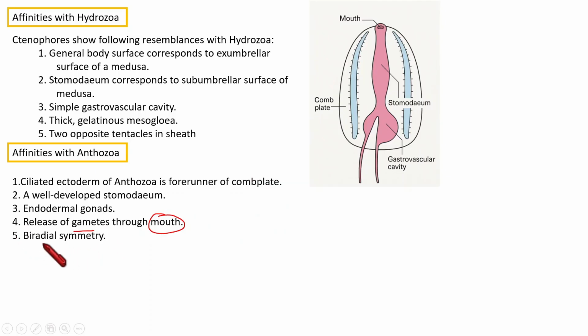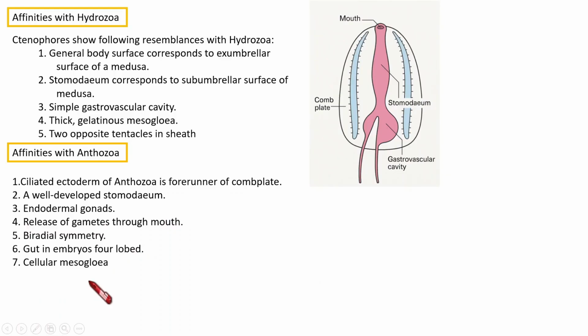Symmetry is biradial. Biradial means it is possible to get two equal halves if cut through the central axis. Gut in embryos is four-lobed. So, in the case of anthozoans and ctenophores, during their development, the embryo possesses a four-lobed gut. That is also a common feature shared between anthozoa and ctenophores. And cellular mesoglea.